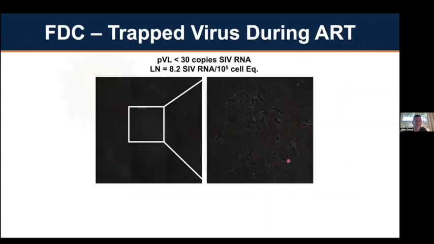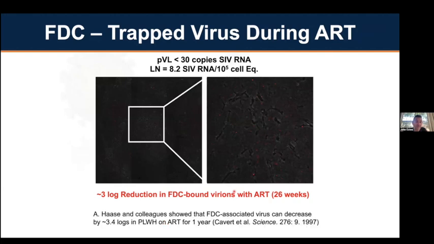And this is another example of an animal below the limit of detection during antiretroviral therapy, has a very low copy number when you homogenize and quantify it, but we can see that there's still virus that's retained there. And when we quantify this, we see that between the chronic state and 26 weeks of therapy, we have a nearly 3 log reduction of virus. So this is a substantial reduction in virus in this location.